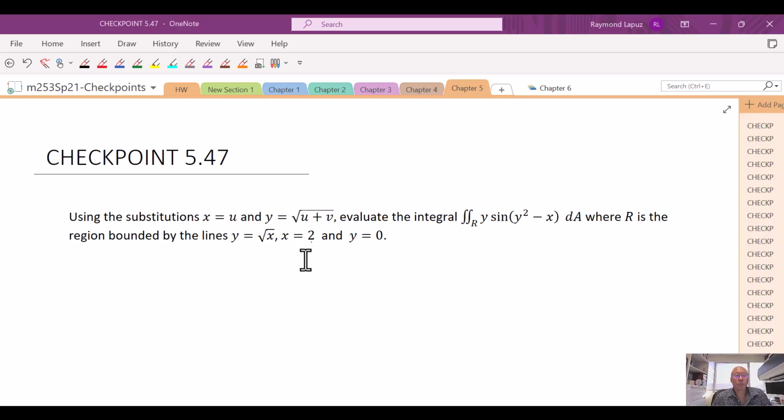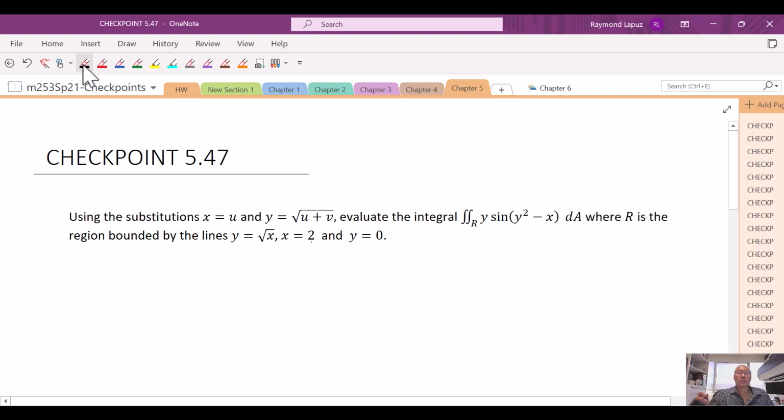In this video we will be looking at checkpoint 5.47. It says, using the substitutions x is equal to u and y is equal to the square root of u plus v, evaluate this double integral over R of y times sine of y squared minus x dA, where R is the region bounded by the lines y is equal to root x, x is equal to 2, and y is equal to 0.